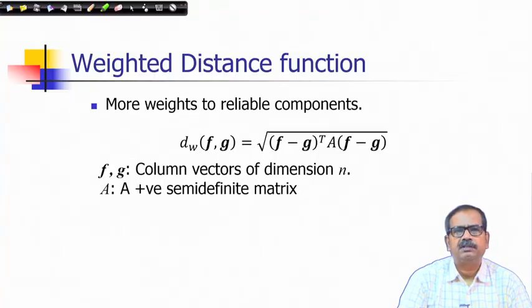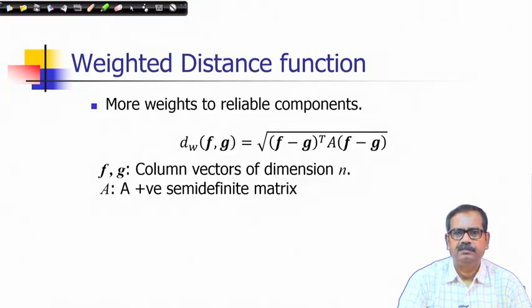Sometimes you can have weighted distance functions. In our previous examples of distance functions, we considered every component to have uniform weight. We did not distinguish which component is more reliable and which is less reliable. If a component is more reliable, we give more weight to its differences. Reliable means its contribution to the discrimination between two images. If it contributes less, then we give less weight. So, this can be represented in this particular mathematical form.